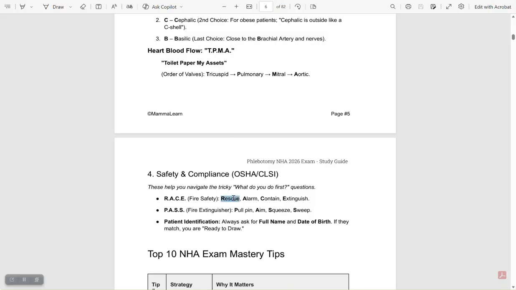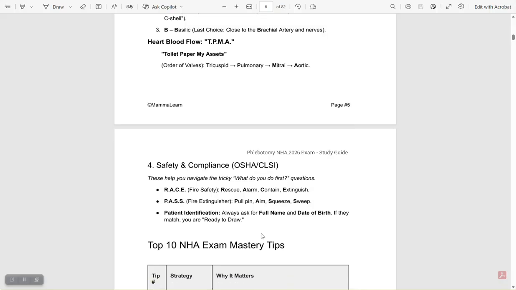So the first aspect would be to rescue, and then alarm, and then contain the fire, and then extinguish it. Or when it comes to a fire extinguisher, the mnemonic that you need to remember is PASS: pull the pin, aim, squeeze and sweep. If you remember this particular order, it would help you answer the question, what would you do first?